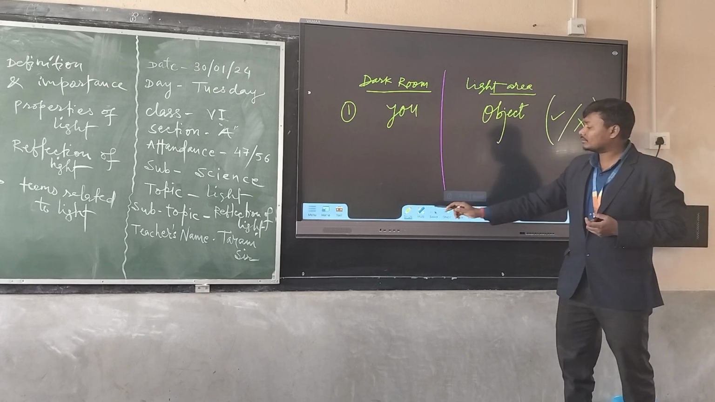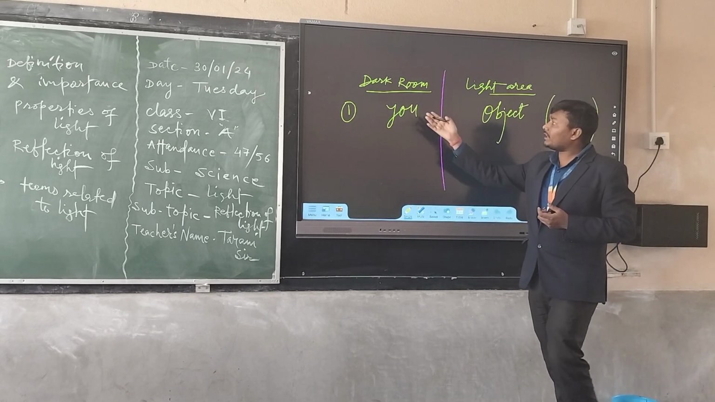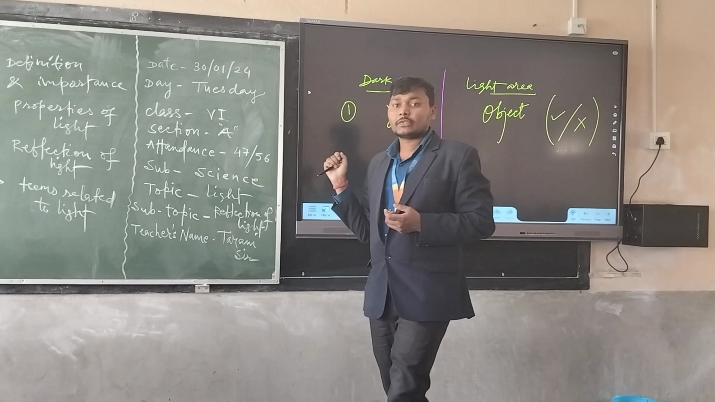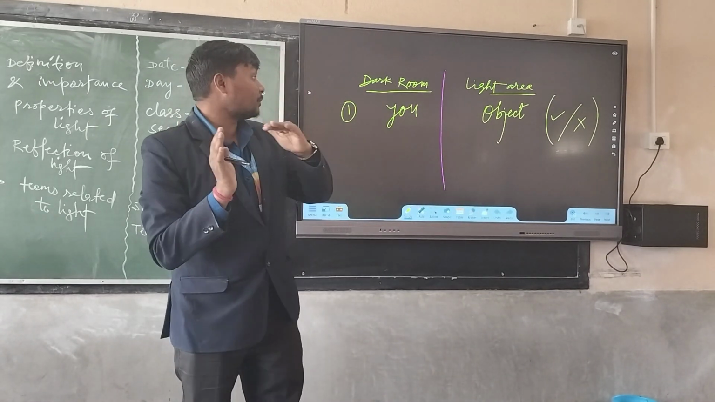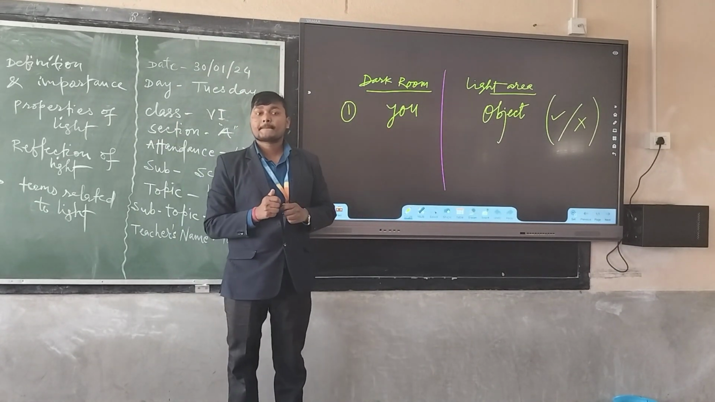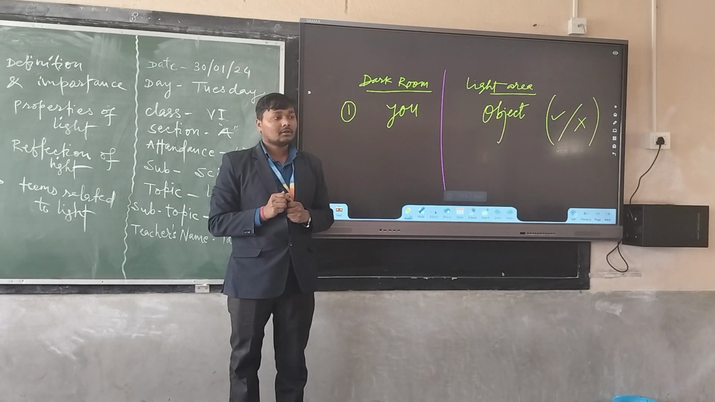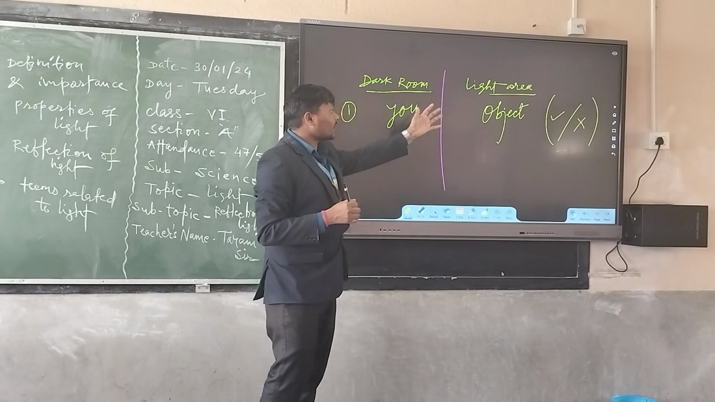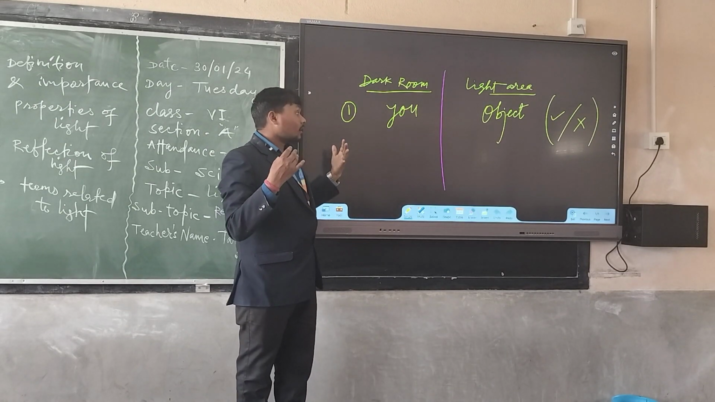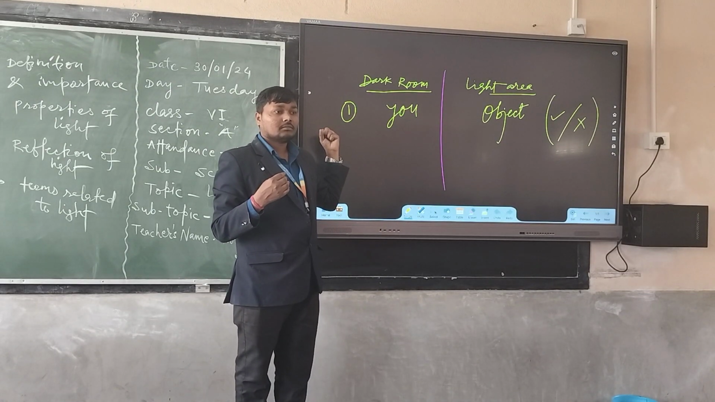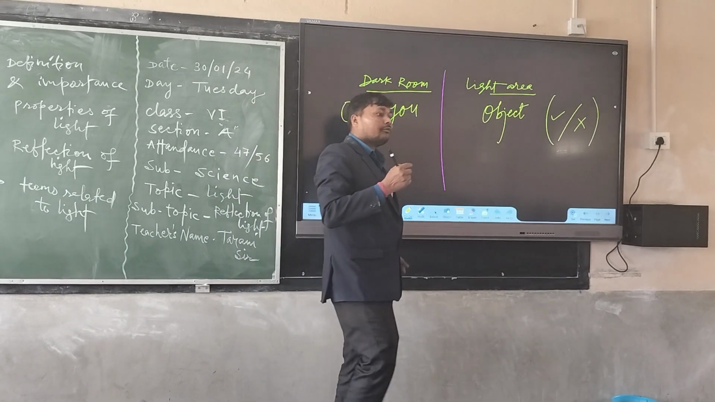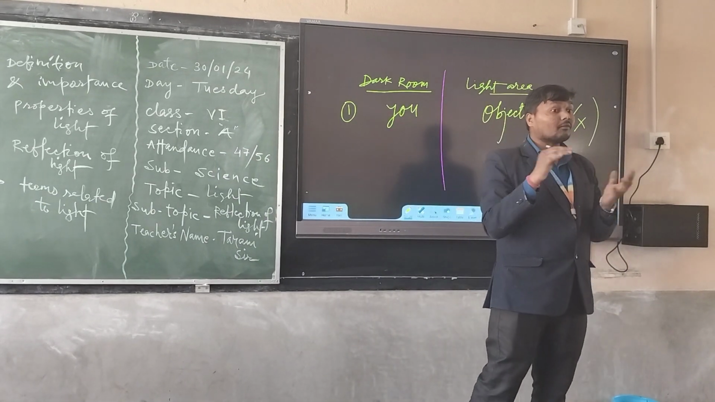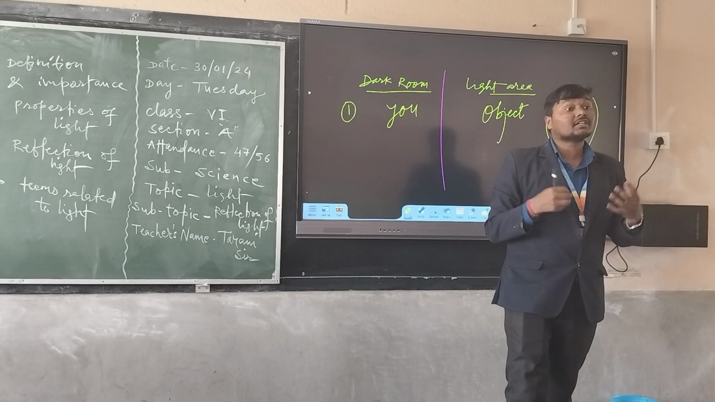Can you see the thing? Yes, sir. But you are in the dark room. Can you see the thing which is placed in the light area? Yes, sir. Why? Why are we able to see the thing placed in the light area, whereas we are in the dark room? We can see only those objects from where the reflected light enters our eyes.